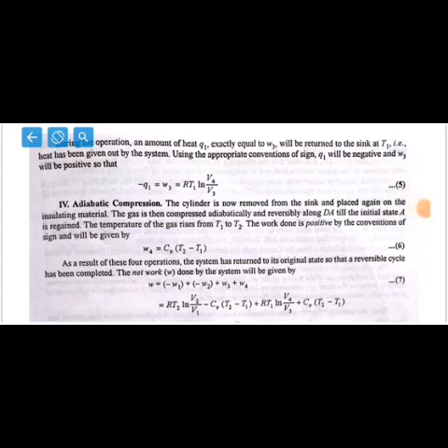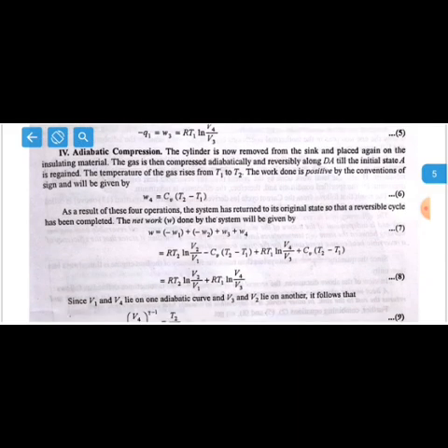As a result of which these four operations, the system has returned to its original state so that a reversible cycle has been completed. The work done W given by the system will be given by W is equal to minus W1 plus minus W2 plus W3 plus W4, which is equal to RT2 ln of V2 by V1 minus CV (T2 minus T1) plus RT1 ln of V4 by V3 plus CV (T2 minus T1). This is the equation, which is equal to RT2 ln of V2 by V1 plus RT1 ln of V4 by V3, equation 8.